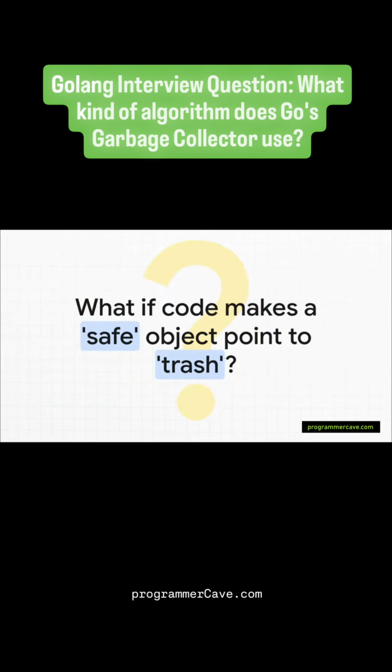But wait a second. Because the GC is running at the same time as your program, that creates a tricky situation, right? What happens if your code changes a pointer in the middle of a scan? What if an object the GC has already marked as safe suddenly gets changed to point to an object the GC thinks is trash? You could accidentally throw away good data.